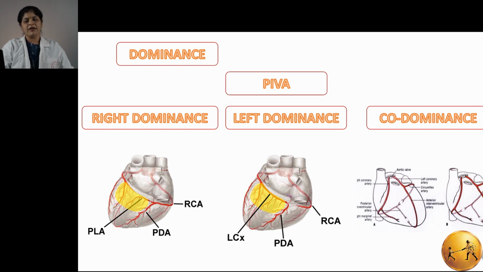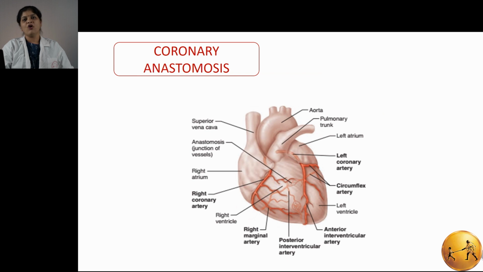If the PIVA, that is the posterior interventricular artery, is formed by both the arteries, with equal contribution of the right as well as the left coronary artery, then it is called codominance or balanced dominance, or it is also called bilateral dominance.